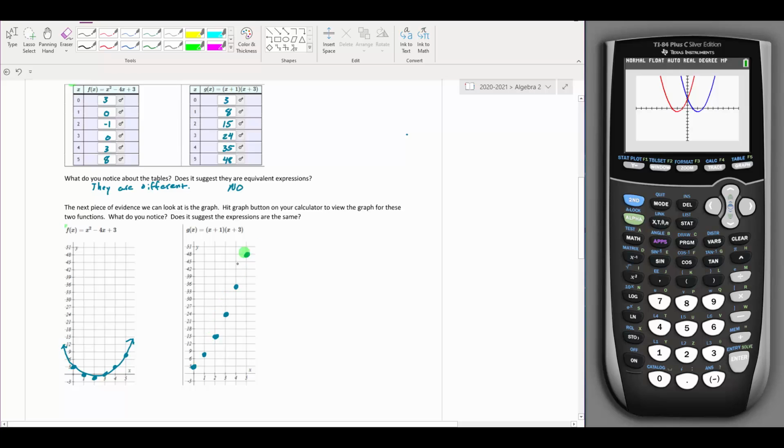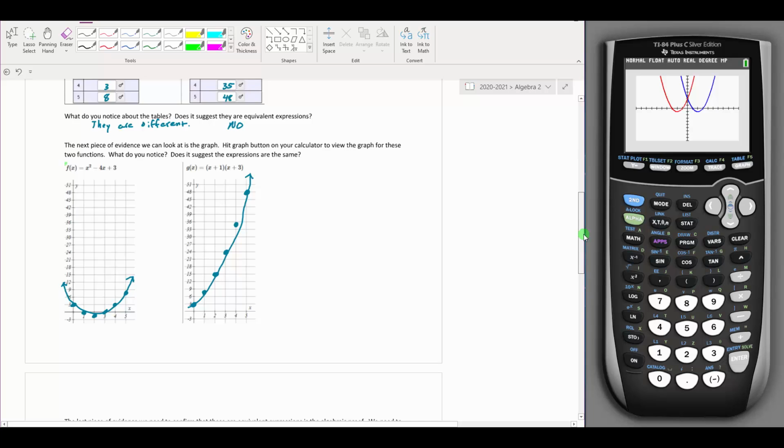There we go. And you can kind of see this is going to be the right half of the parabola for this one. So this one's coming up like this. And if I can see that piece of the parabola, and we can see like those are not the same. It does not suggest that the expressions are the same. All right. Let's keep going.